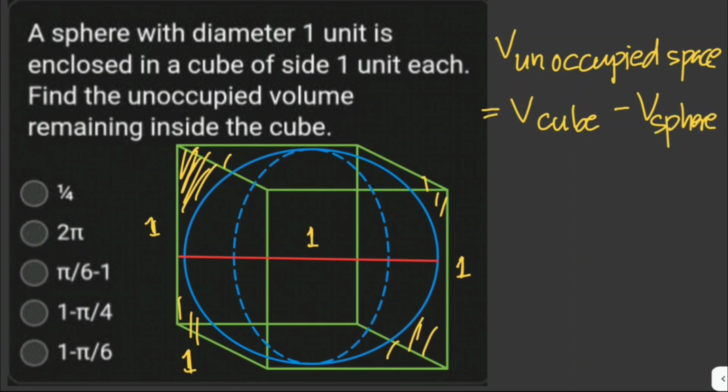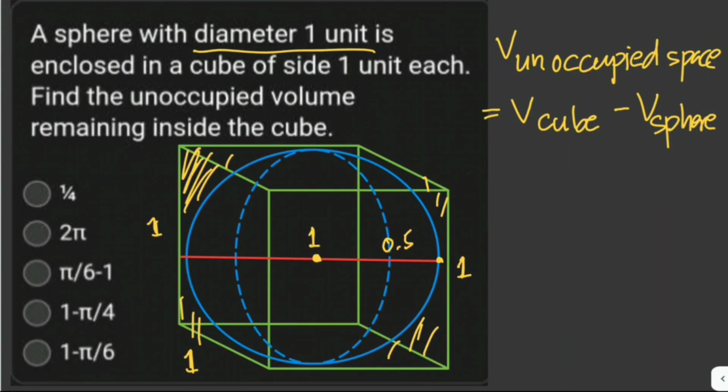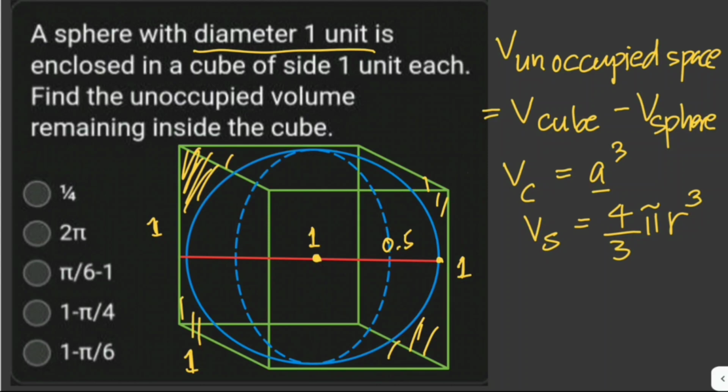The formula to solve for the volume of the cube is V equals a cubed, where a here is the side or the edge of the cube. And for the volume of the sphere, we can use this formula, 4/3 pi r cubed. And we can find our radius by getting half of the diameter, since we are given a diameter which is equal to 1 unit. So half of that is just 0.5 unit from the center to this point here.